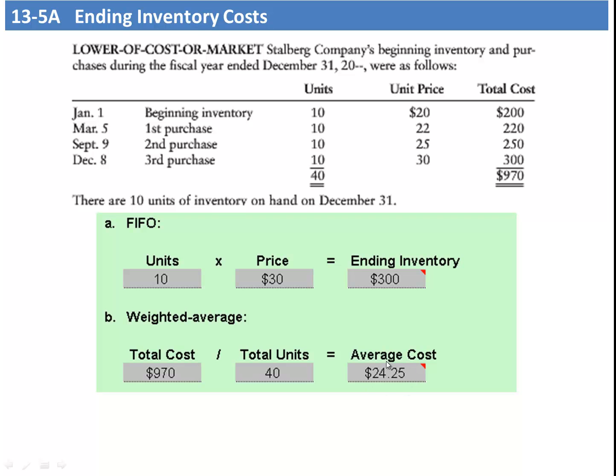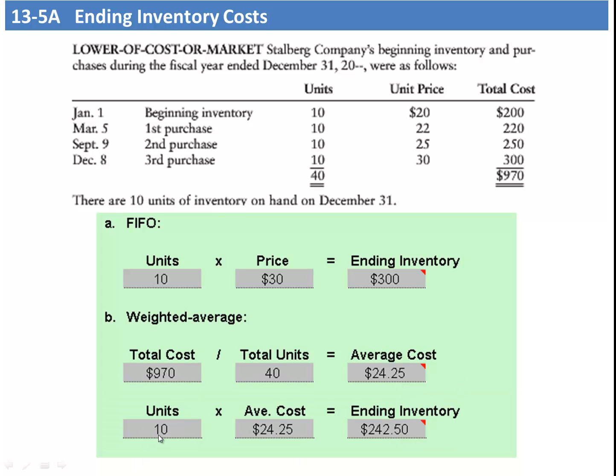And this is where you want to see, does that make sense? If this was my price for all the varying units, and I did something wrong or had a calculation error, maybe I had $2.43 or something like that, this is where you want to see if it makes sense. So $24.25 seems to make sense as the average price. Then I take the 10 units that I have in my ending inventory times my average cost, and I have an ending inventory of $242.50.